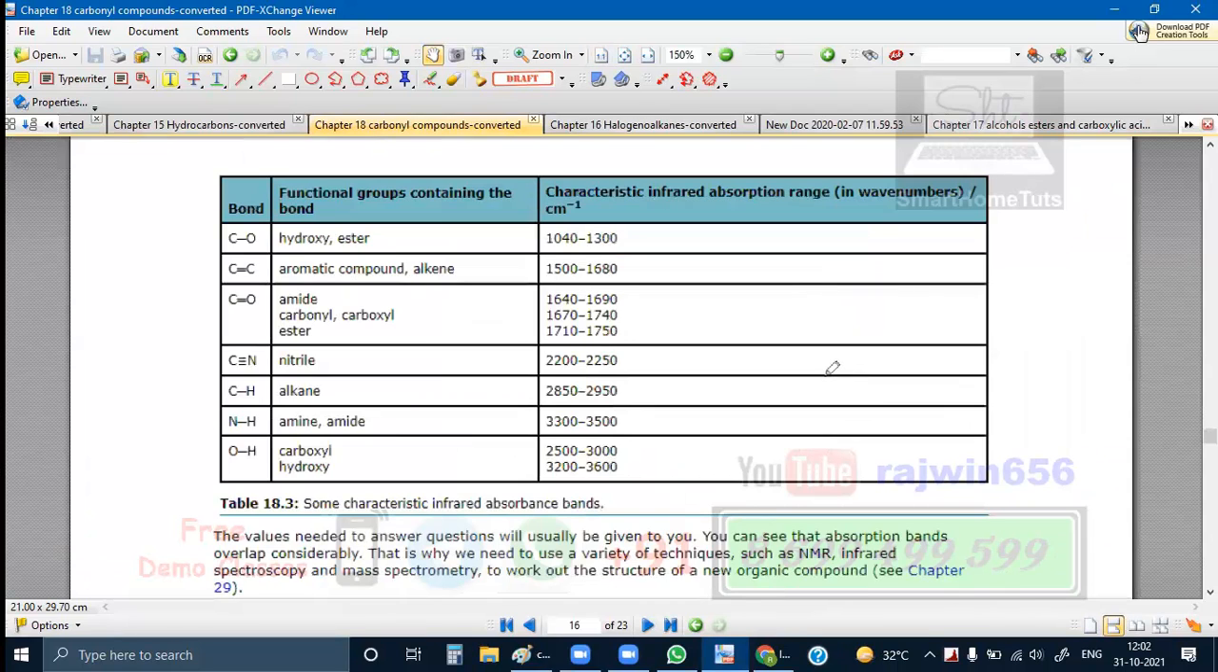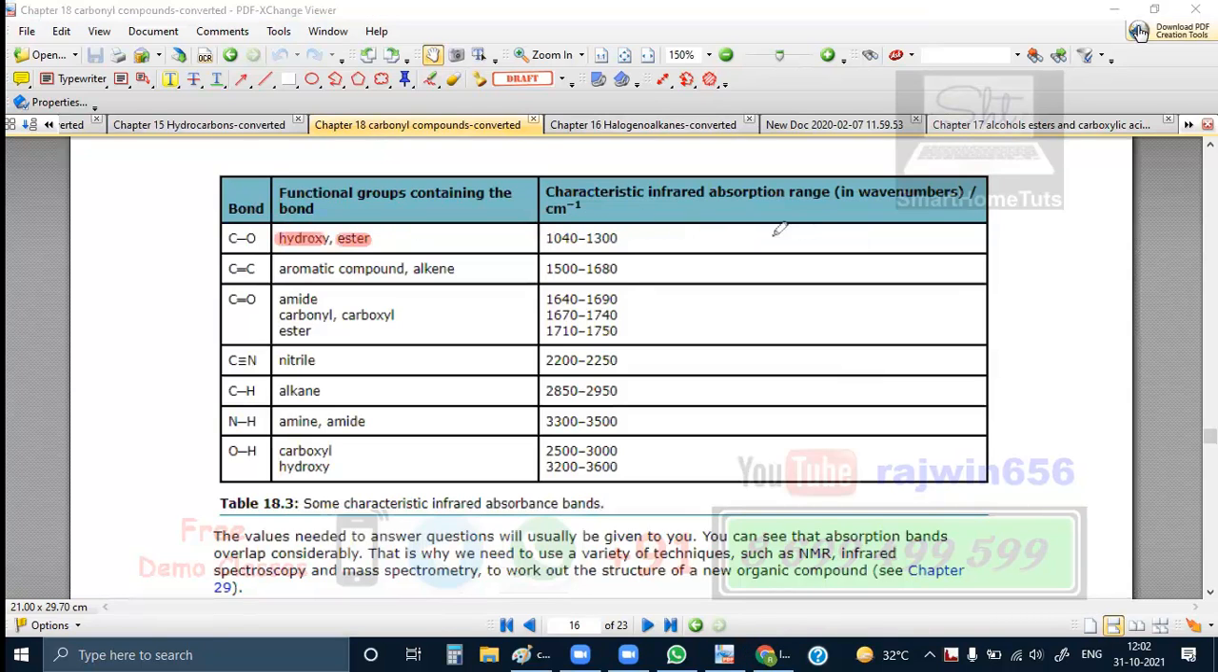This table will be given to you. If the functional group is hydroxy or ester, the wavelength that is absorbed is this much. For an aromatic compound or an alkene, the wavelength that is absorbed is this much. These are all the values that are given. On the basis of this, you will be able to identify what functional groups are present in an unknown organic compound. An unknown sample of organic compound will be provided to you.